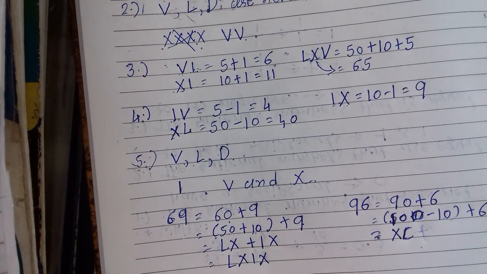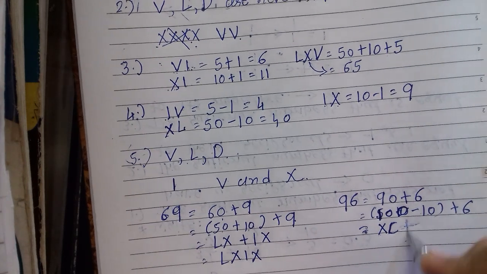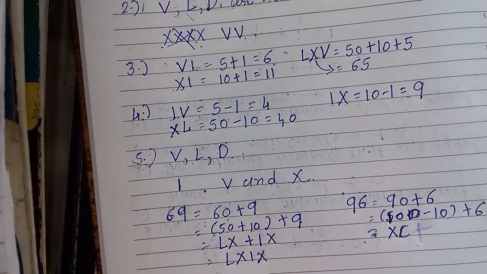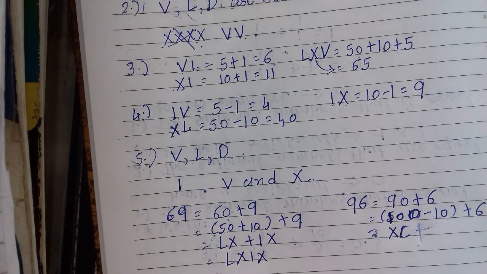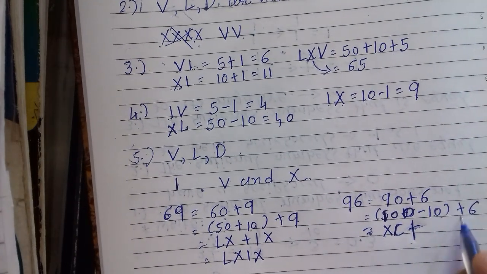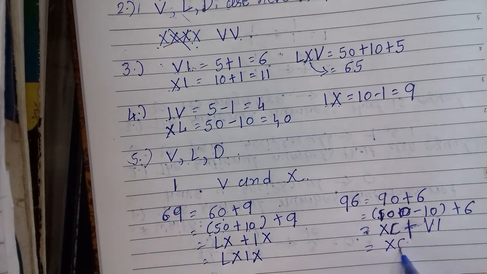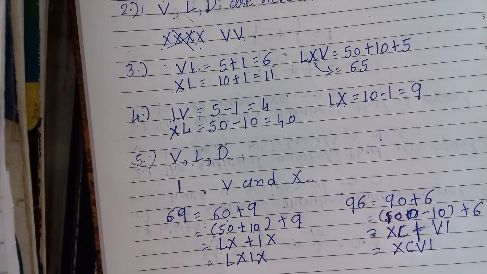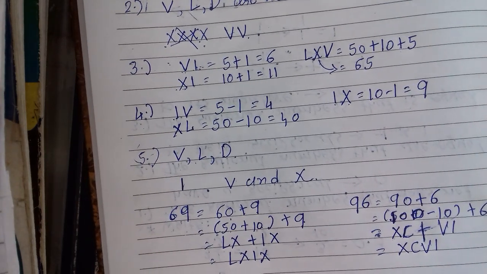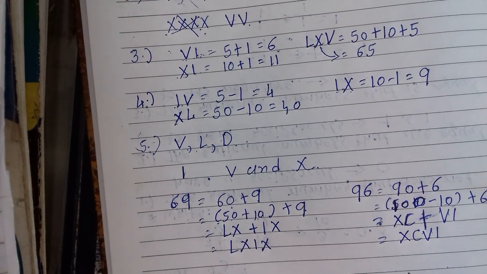So how will you write 6? Six is this. So your answer will be this. So you can write 1 to 100 or 1 to 1000 by using these rules.